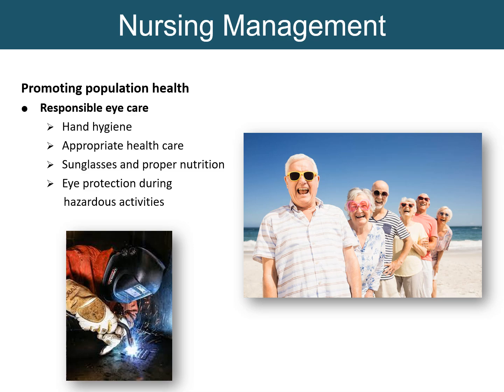All right, nursing management promoting health, so eye health, so responsible eye care. This should be for everybody, so appropriate hand hygiene, because we don't want to bring bacteria and pathogens and other microbes into our eyes. Appropriate healthcare, so go and get your vision test, your visual acuity test as scheduled. Sunglasses and proper nutrition. We're going to talk about nutrition a little bit later. Sunglasses to protect your eyes from the sun. If you're doing some kind of handiwork in the garage using big machinery or things that have the potential to fly in your face, especially if it's part of your job, then you want to make sure you use eye protection so you don't cause any trauma to your eyes.